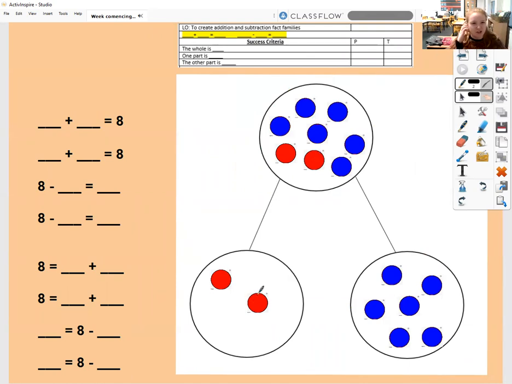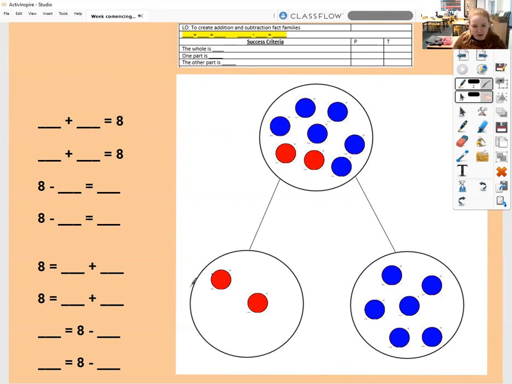They're the same 2 counters, we don't need to count them twice. So let's look at our number sentences. Our number sentence is saying that our whole is 8. Let's just check that. Careful counting. 1, 2, 3, 4, 5, 6, 7, 8. Our whole is 8. So if the whole is 8, what is the first part?